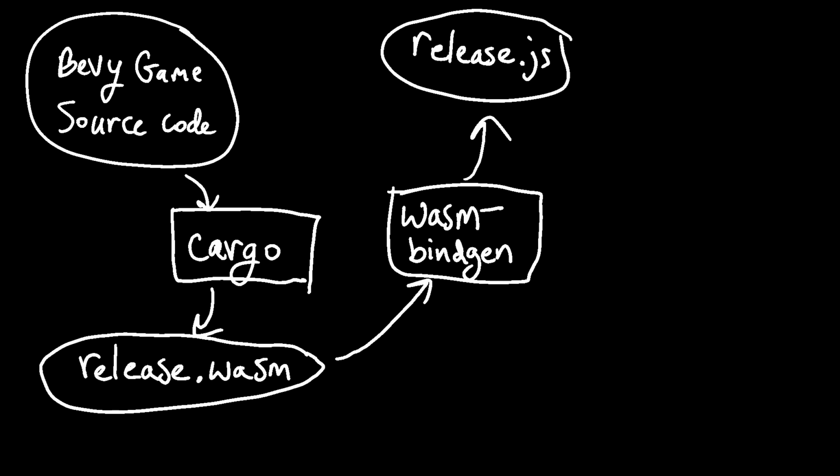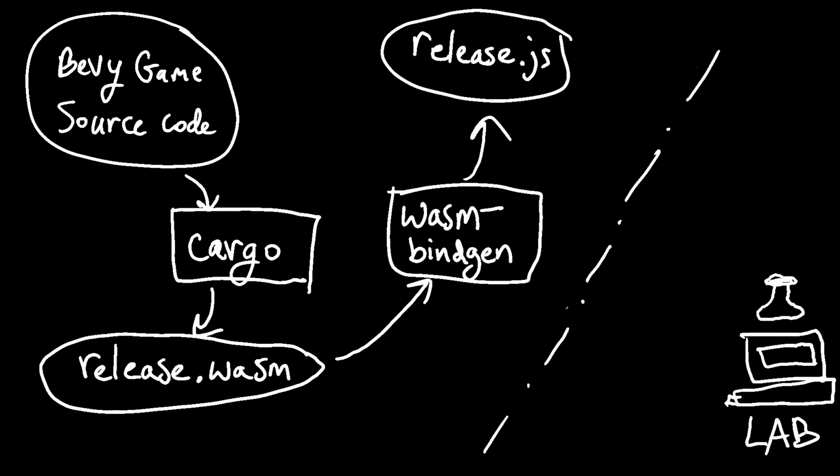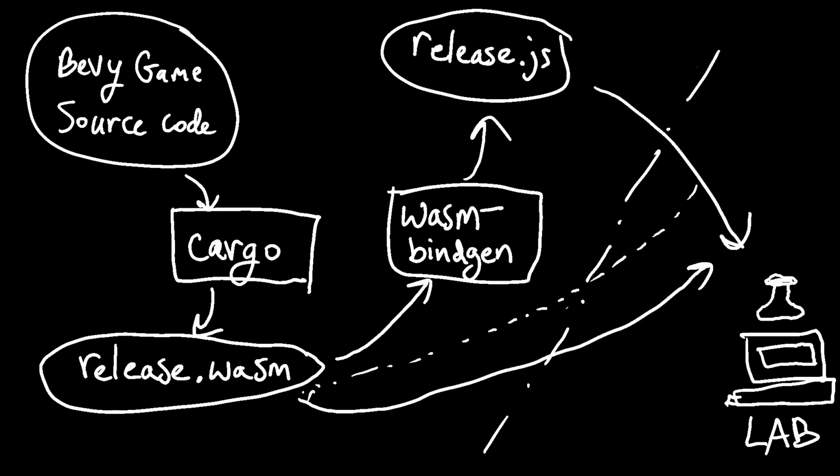Basically, the way that my lab is set up, it takes the output of that wasm-bindgen process, which is basically a WebAssembly file and a JavaScript file. And then we import the JavaScript file, and that JavaScript file imports the WebAssembly bundle, and the WebAssembly bundle targets a canvas with a specific ID on the HTML.